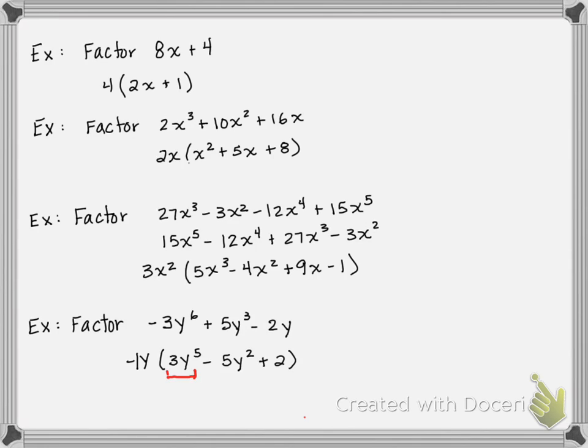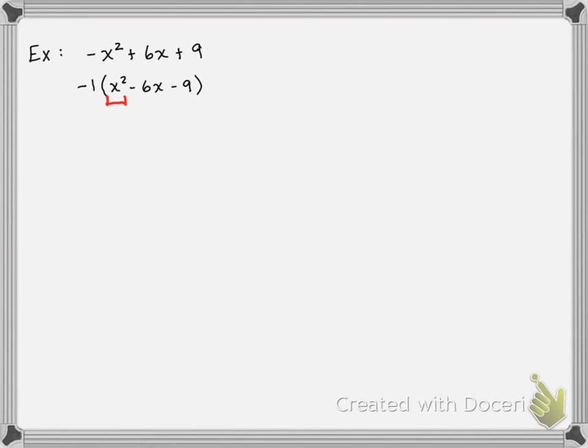So the coefficient is going to be the GCF of that negative 3, 5, and negative 2, which in this case is just negative 1. And then they all contain a factor of y. Whereas here, negative 1, 6, and 9 don't have any common factors other than 1. So we pulled out a negative 1. And then they don't all have a variable factor, right? If one of your terms doesn't have a variable factor, you can't pull out a variable.